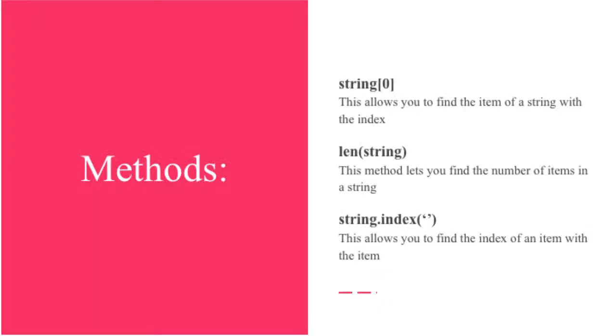Yeah, so here, what if you want to find the number of items, not number of indexes. The number of indexes would be the number of items minus 1, because we start from 0 when we are indexing, and we start from 1 when we are finding the item. So now we can find out the number of items with len and then the name of your string. Let me share again.